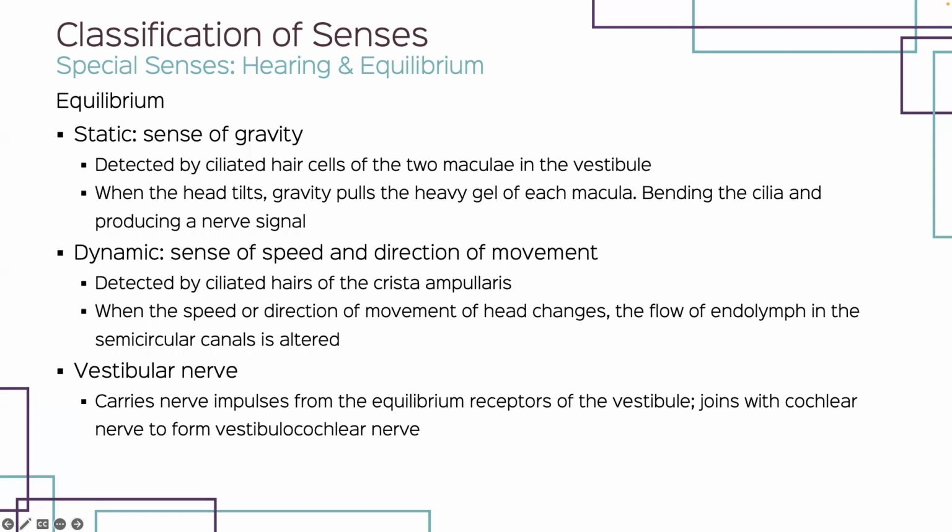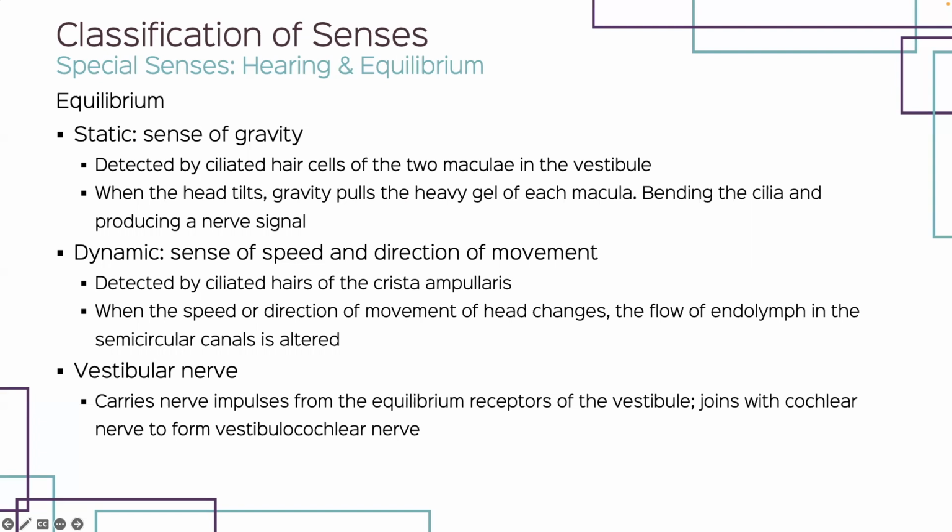When you bend your head, gravity acts on the heavy gel to pull it one way or another. This in turn bends the cilia of the hair cells and then produces a nerve signal. This signal is then interpreted by the brain as our sense of gravity or static equilibrium.